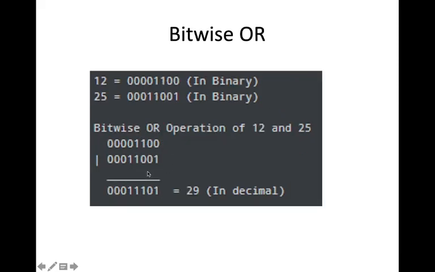Then next is bitwise OR. We will check the bitwise OR of 12 and 25. This is the bitwise OR operator. So what we do is, with 0 or 1, if any one is 1, then automatically it will be 1. If both are 0, it is 0. Both are 1, it is 1. Here 0 and 1, it is 1. All the others, both are 0, so all three zeros. This is equivalent to 29 in decimal. So you will see in the program, you will get the result as 29.